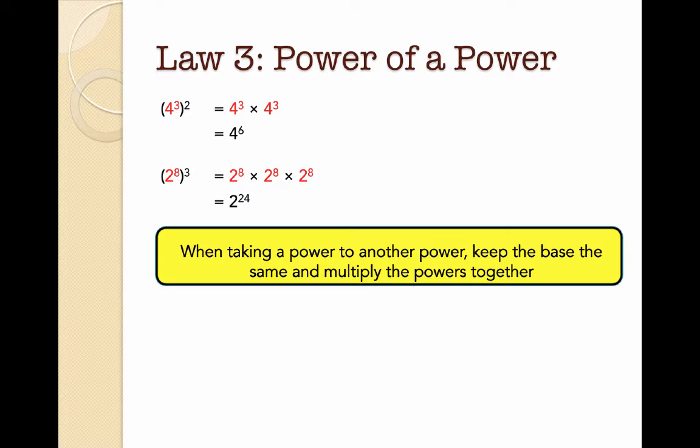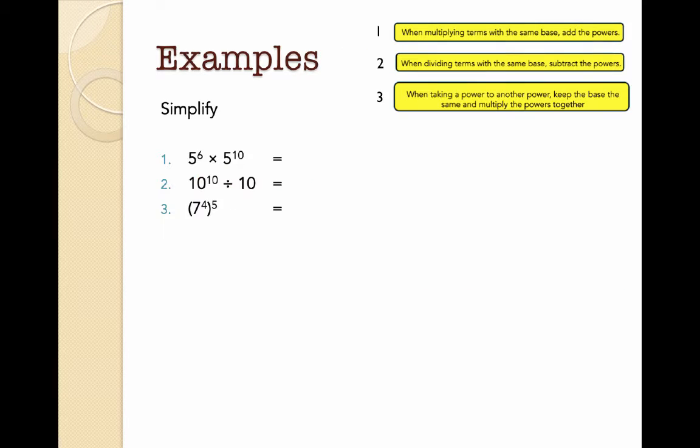Those are the three rules. And what we're going to do now is use those three rules to solve or simplify some questions. So in the top right hand corner of your screen right now, I have the three laws. When multiplying terms with the same base, we add the powers. When dividing terms with the same base, we subtract the powers. And in the third law, when taking a power to another power, we keep the base the same and we multiply the powers together. Add, subtract, multiply.